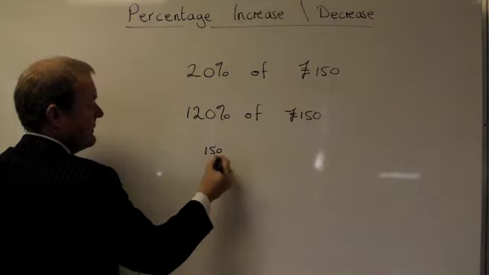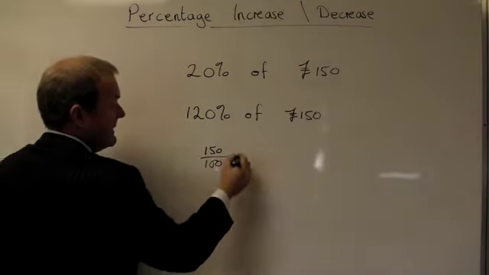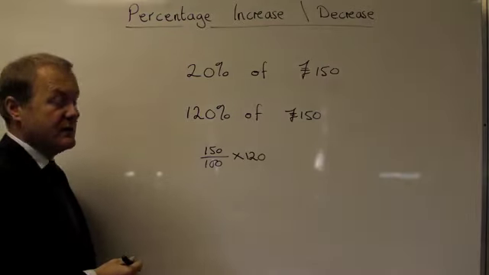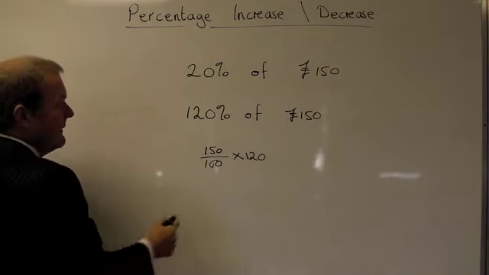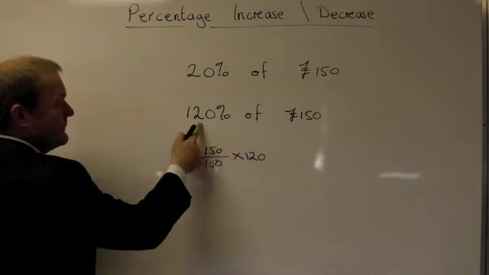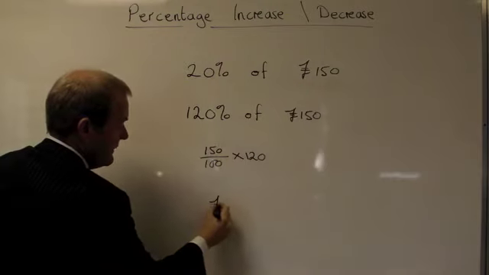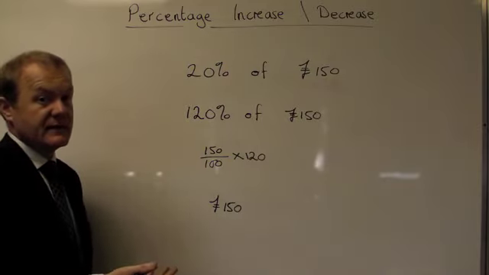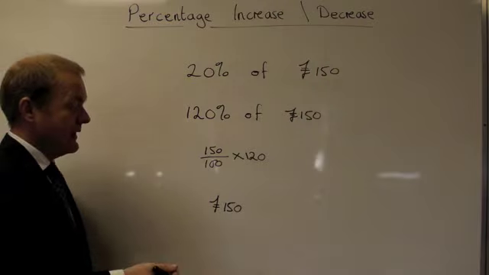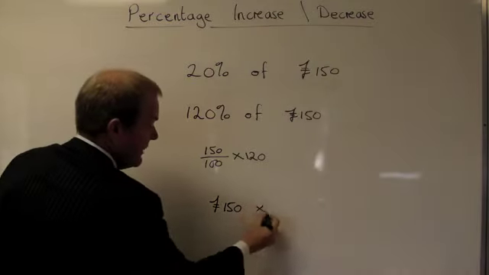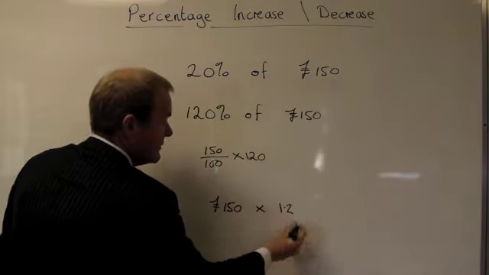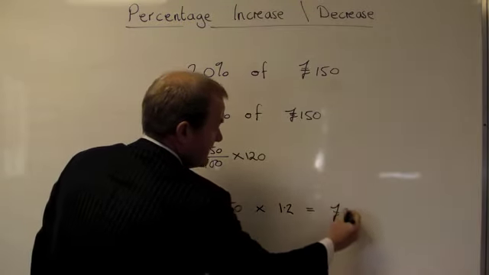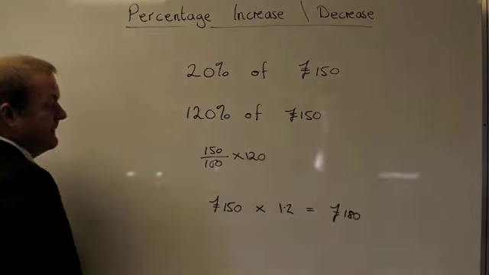I could take my £150, divide it by 100 to find 1%, times it by 120. Or I could go directly to the multiplier. Okay, so for the multiplier, I'm going to use 1.2. So if I took £150 and multiplied it by 1, then I will get £150, so that's my 100%. And if I multiply it by 0.2, I will get my 20%. So I'm going to multiply the £150 by 1.2. This for the 100% and that for the 20%. And the value I will get is 180. And I will get the same answer here.